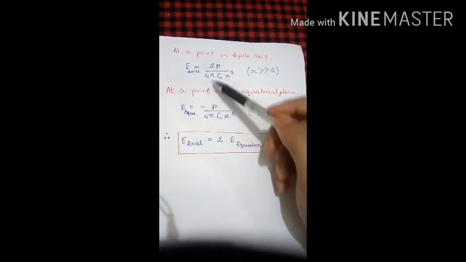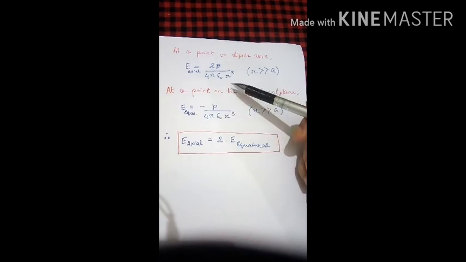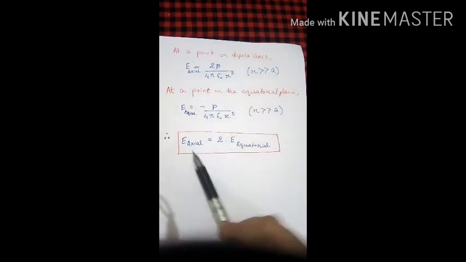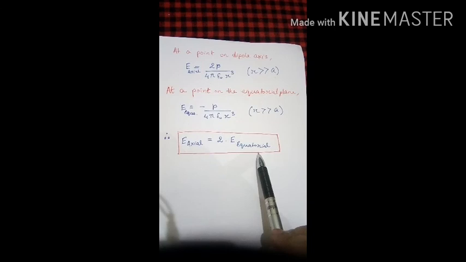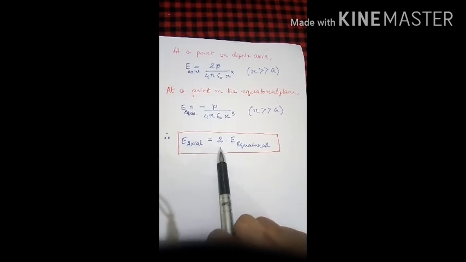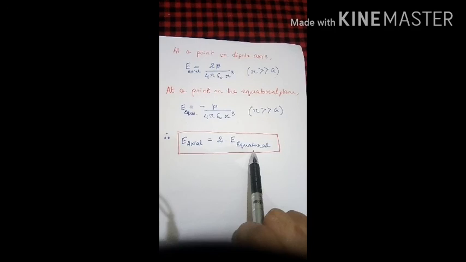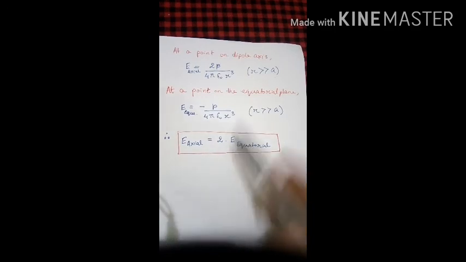Simply neglect the negative sign, we can take only the magnitude. If we consider only the magnitude, then we can see that E axial becomes 2 times the E equatorial, or we can say that the electric field intensity on the axial line of an electric dipole is twice that of the electric field intensity on the equatorial line of an electric dipole. Is it clear?